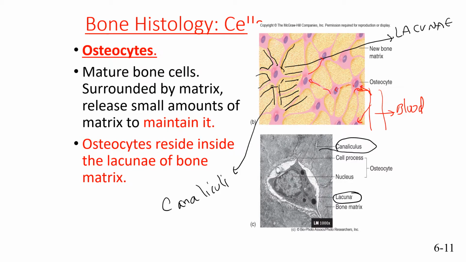The function of the osteocyte is to maintain the bone matrix, which means that they're constantly releasing new matrix and destroying the old matrix. This is a slow process that takes years, but the bone matrix is slowly and constantly being renewed.